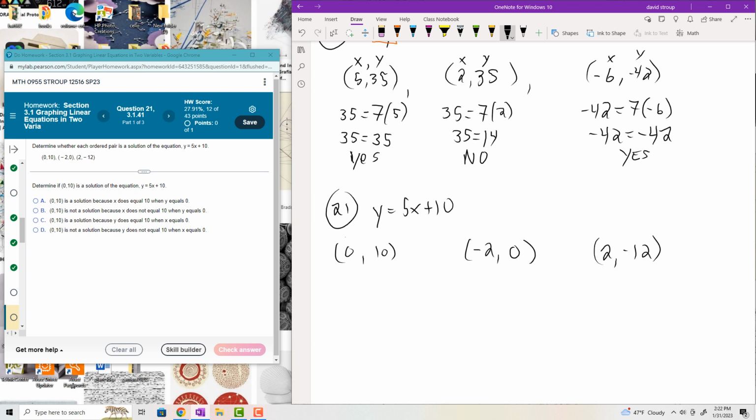Okay. Again, this is x, this is your y. So I'll have 10 equals 5 times x plus 10. So I have 10 equals 10. That is a solution. So yes. It is a solution because y does equal 10 when x equals 0.